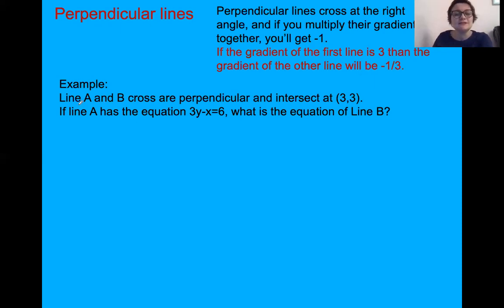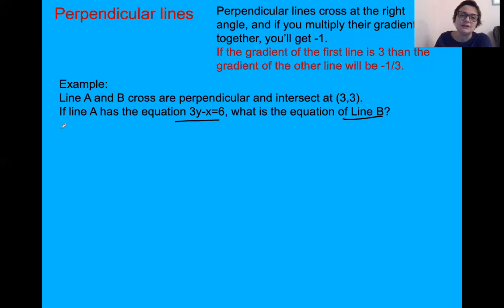So this is an example here. Lines A and B are perpendicular and intersect at (3, 3). If line A has this equation, what is the equation of line B? So we have the equation of line A. That means we can get the gradient, and at the same time calculate the gradient of line B. So let's have a look at this one.